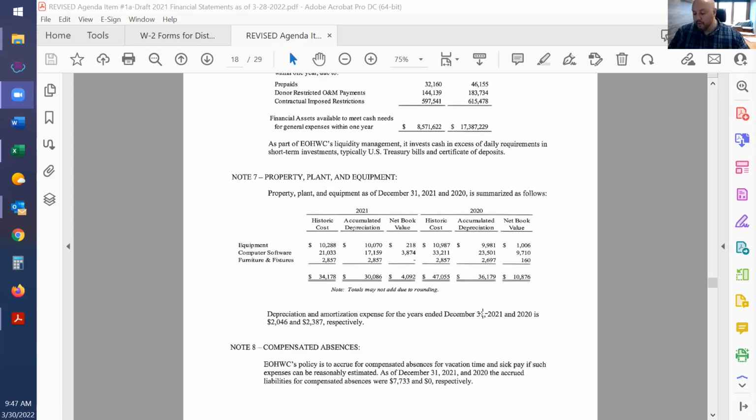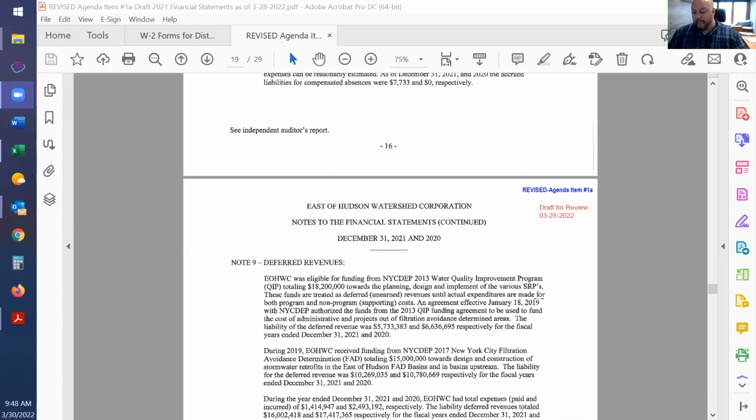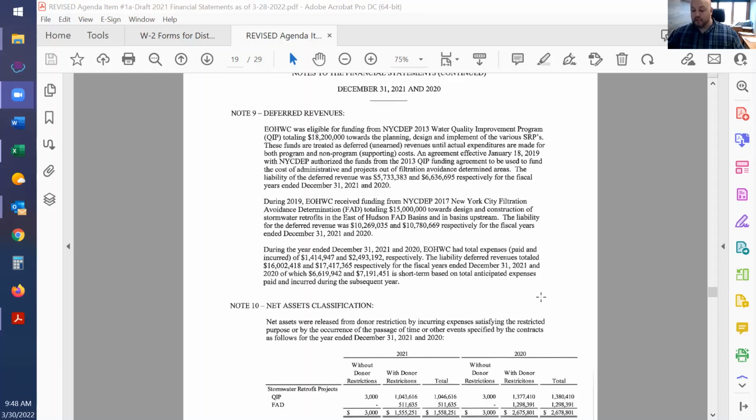The deferred revenues on note 9. This is an explanation of basically the monies coming forward from the DEP that were 18.2 million, and as they go along each year, basically that funded or is funding the activities of the organization. And again, we're showing it as deferred because we don't want to pick up 18 million worth of income in the year that it was received, because it hasn't really been earned.